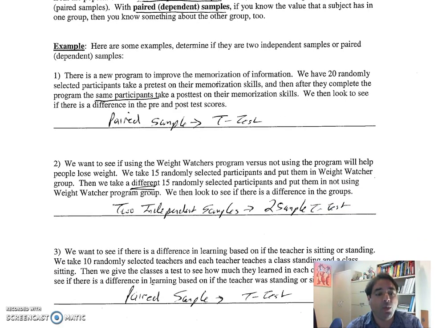So number one, if there's a new program to improve memorization of information, we have 20 randomly selected participants take a pre-test on memorization skills, and then after they complete the program, the same participants take a post-test on their memorization skills. We look to see if there's a difference. Now keep in mind, we have the same people in both groups, we have a pre and a post. What we're really looking for is the difference. We really just have one group. That would be a t-test.